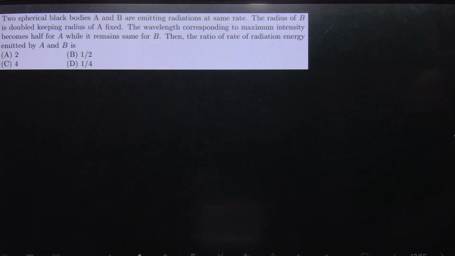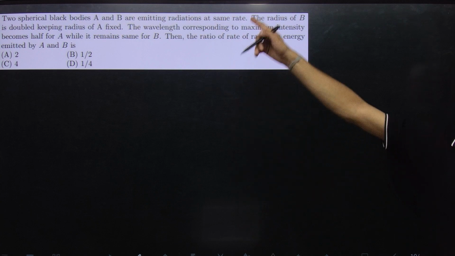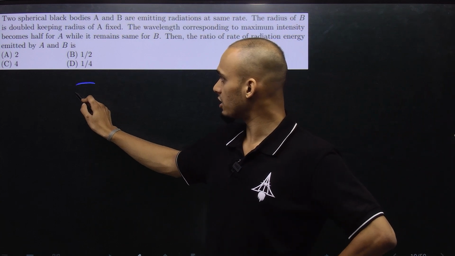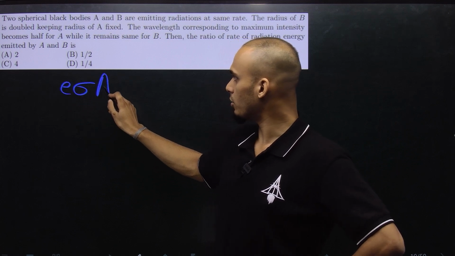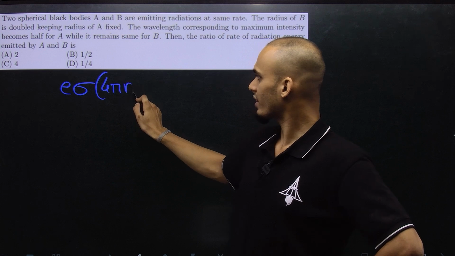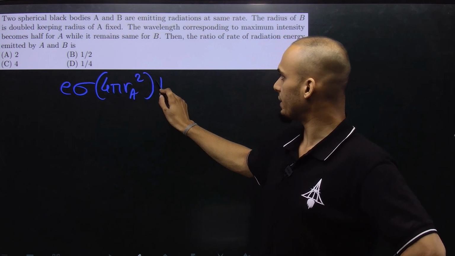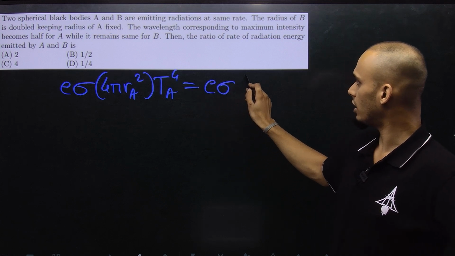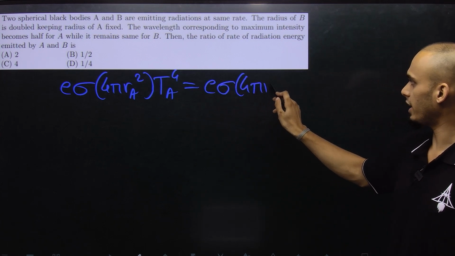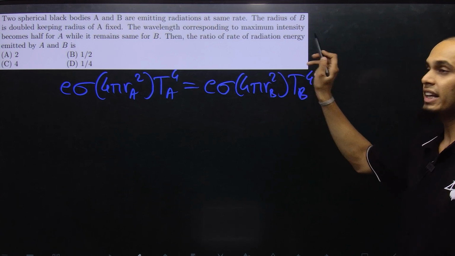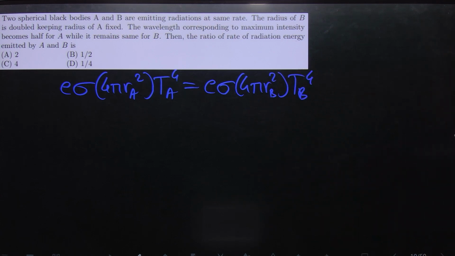We have two spherical black bodies A and B emitting radiations at the same rate. So initially the rate of radiation, E into sigma into area, which is 4 pi r square, into temperature to the power 4 of A should be equal to E into sigma into 4 pi r B square into temperature of B to the power 4. Initially their rate of radiation is the same.